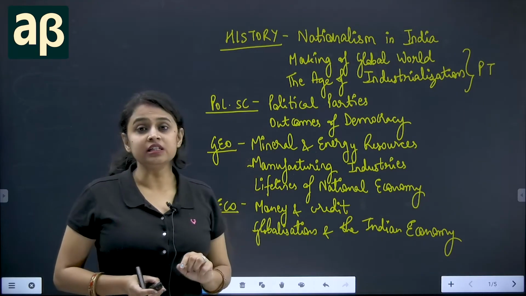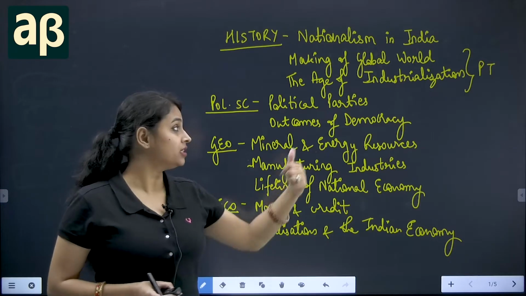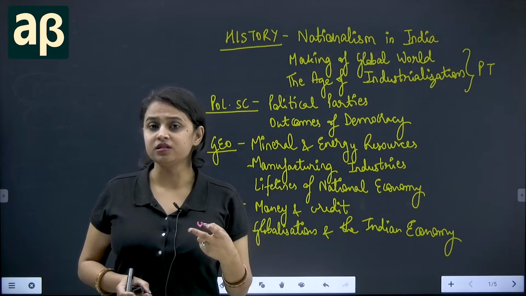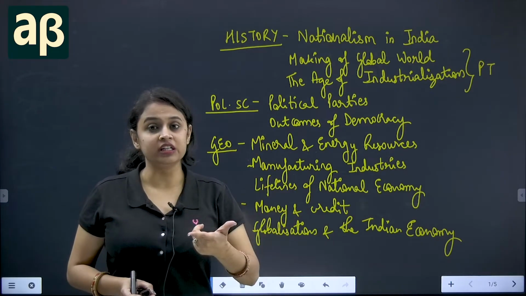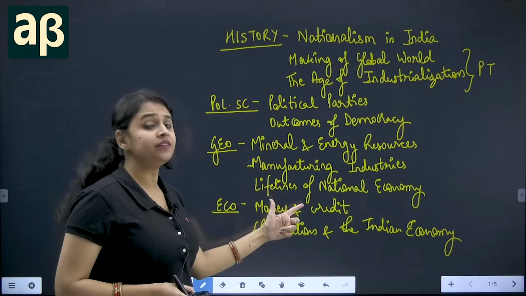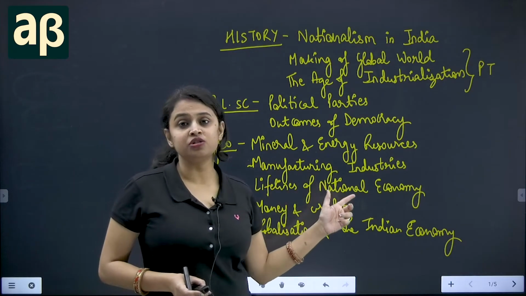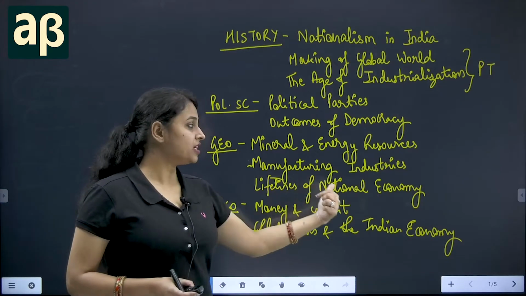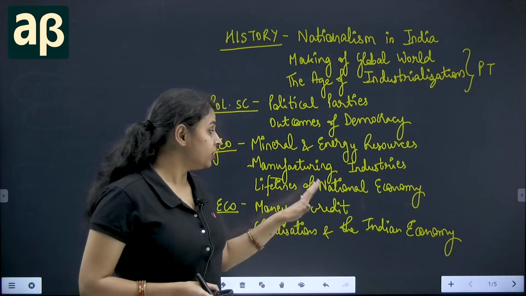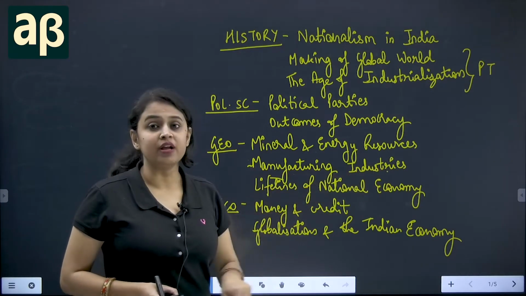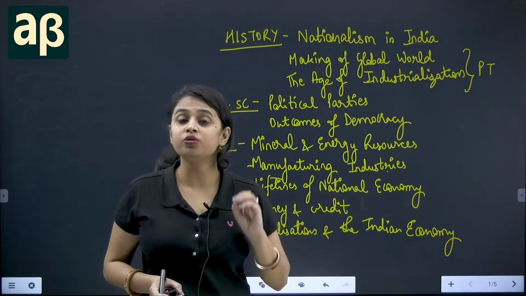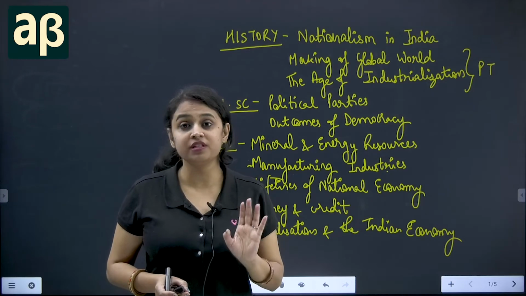Then coming to political science, we have just 2 chapters, that is political parties and outcomes of democracy. Just 2 chapters. So 1 in history, 2 in political science. अभी तक सिर्फ 3 chapters हैं. Coming to geography, again we have 3 chapters, mineral and energy resources, then manufacturing industries and the lifelines of Indian national economy. Now these 2 chapters, manufacturing industries and lifelines of national economy, are going to come in your board examination of CBSE.